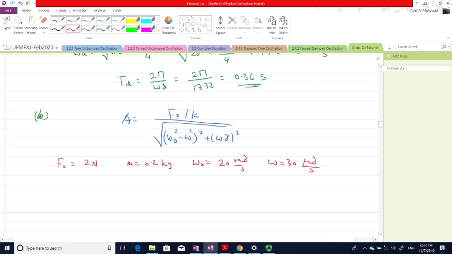And the gamma we calculated in the previous part, which is 20 second to the power minus 1. So you just plug all these inputs into the equation. What will you get? A will be F naught 2 divided by K, which is 4,000, isn't it? Sorry, be M, not K.